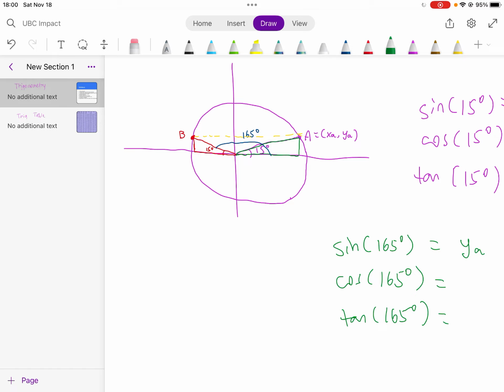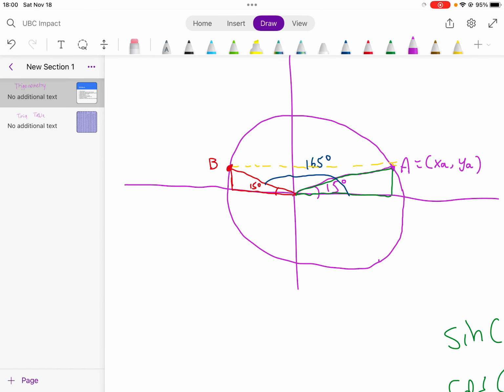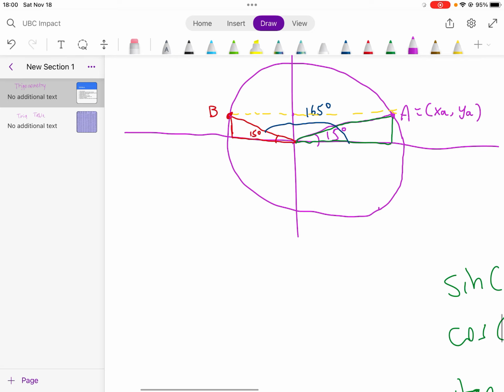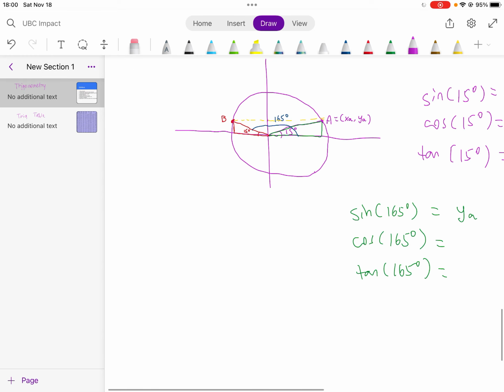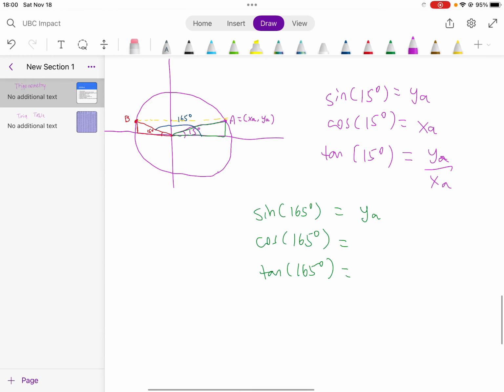Now if we look at cosine, at 165 degrees cosine is going to be XB. But see how XB is the same distance to the y-axis as the y-axis is to XA, which means that XB is just the negative of XA, if that makes any sense. So in terms of just XA, if we don't use XB at all, we end up with negative XA. And so if you divide the two, you'll end up with negative YA over XA.